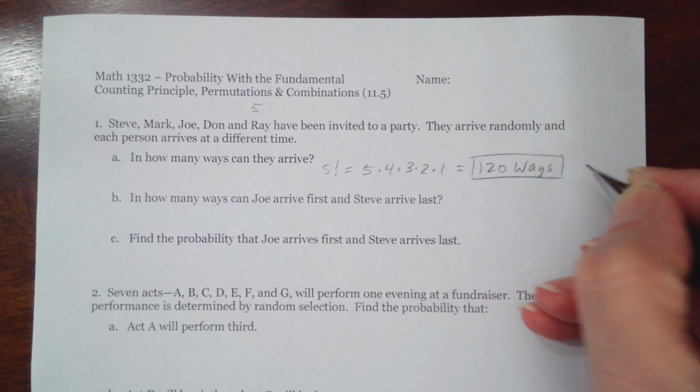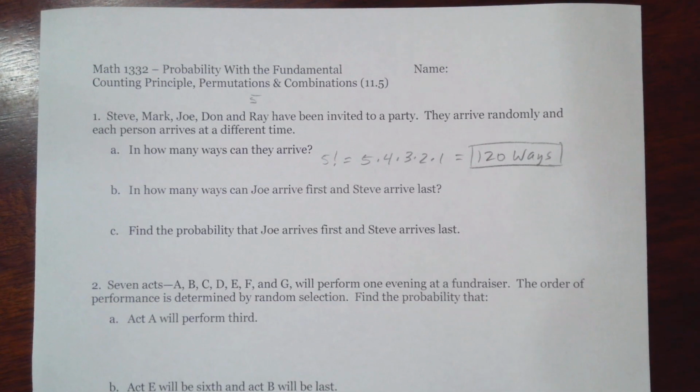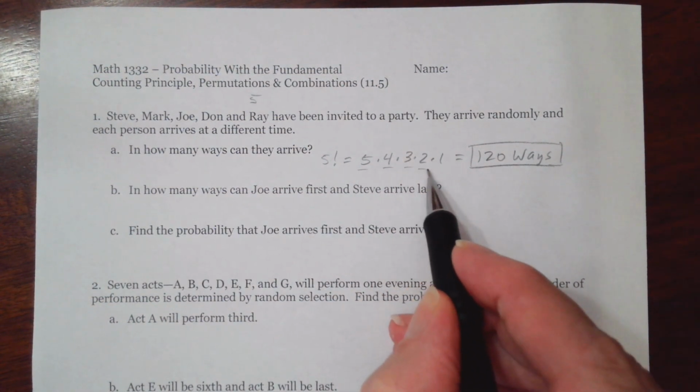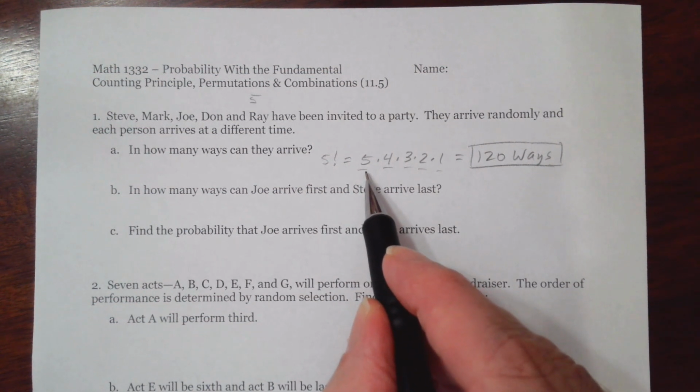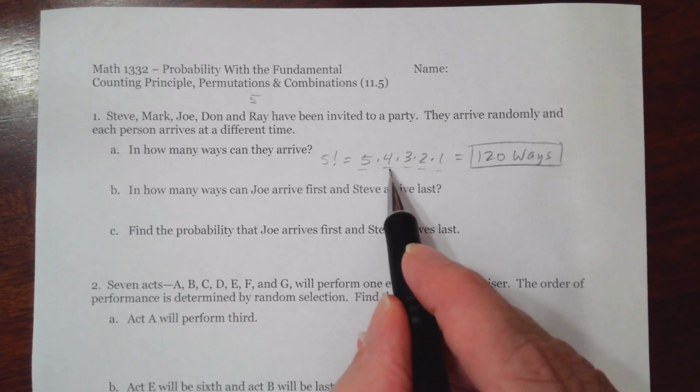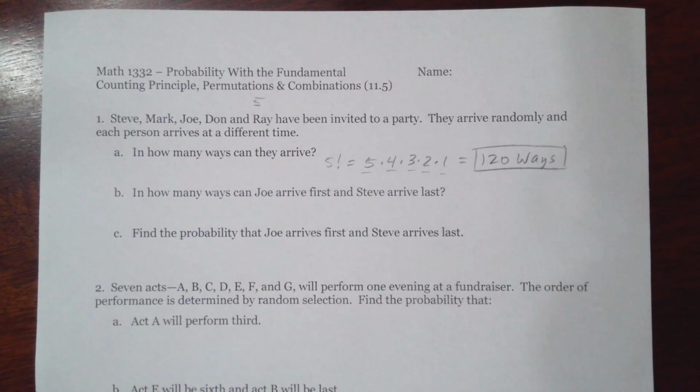So we can use our n factorial formula for this, but the other way to think of this is you're making 5 choices. For the first person, there's 5 people that could arrive first. And once that person's arrived, now there's 4 to choose from for the next position, and so on. So you can think of this problem in terms of permutations, or you can use the fundamental counting principle. In fact, with all permutations, that's true.